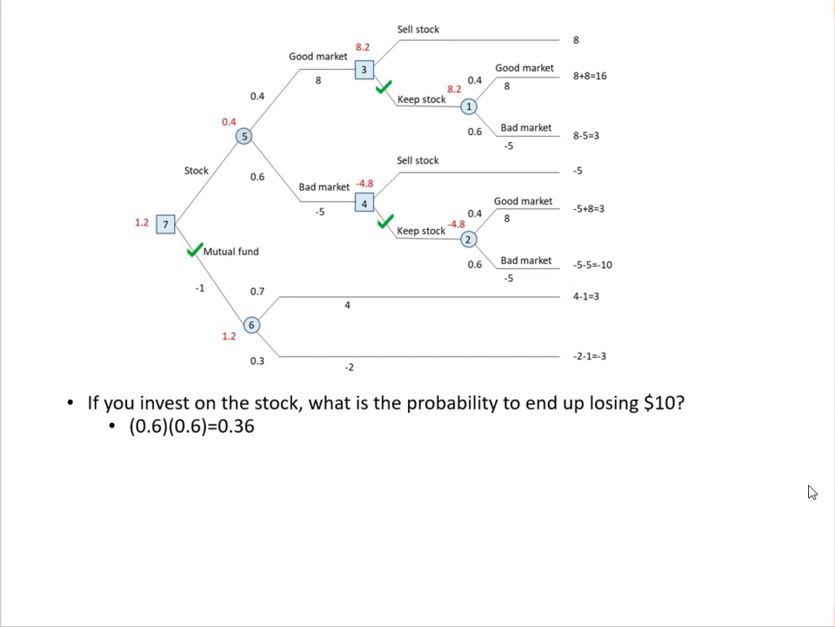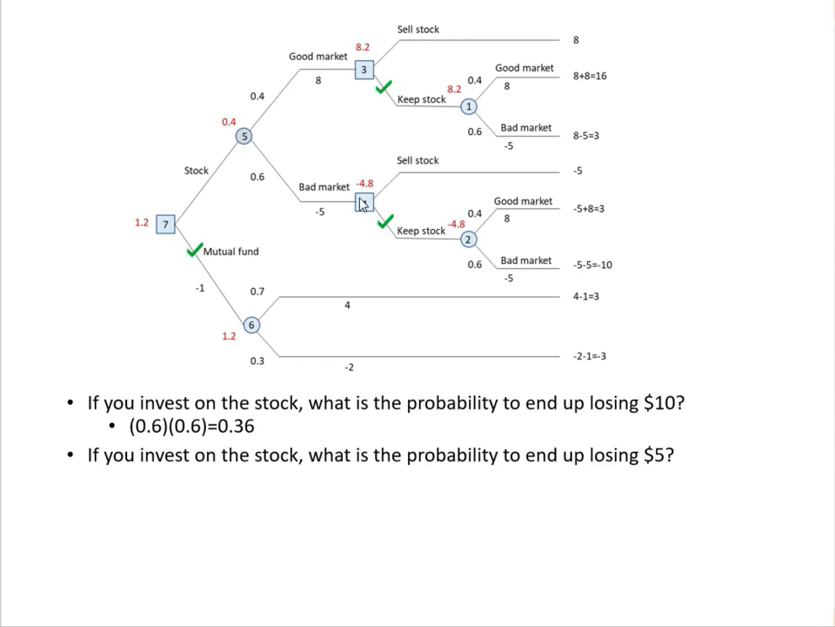Now let's look at another example. If you invest on the stock, what is the probability to end up losing $5? So where would you end up losing $5? Let me tell you, it's over here. So in other words, the question is, given that you start from here, you already invest on the stock, what's the chance that you will end up here? Okay, how do we get here? Well, first you have a bad market and then you choose to sell the stock. The chance of having a bad market is 0.6, so that's the chance of getting here.